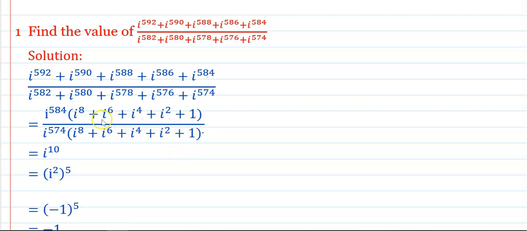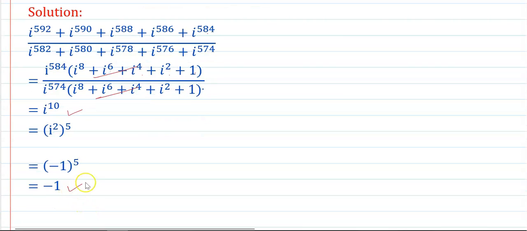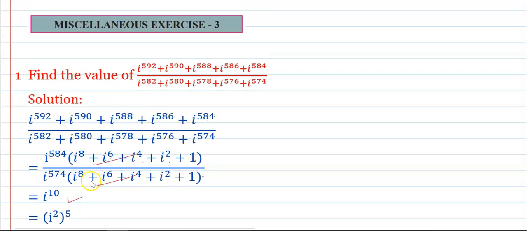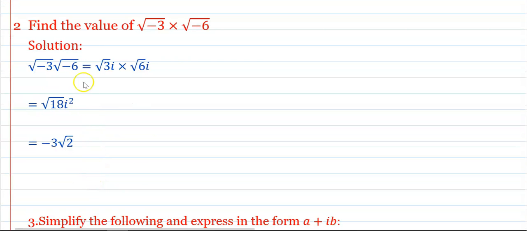Okay. From the numerator and the denominator, these two terms will get cancelled. You will get here i raised to 584 upon i raised to 574. 584 मधनं 574 गेले तर i raised to 10. i raised to 10 means what? i square bracket raised to 5. i square is minus 1 raised to 5 and hence you will get minus 1. Okay. And this is the answer. Easy question. Okay. Now the next question.